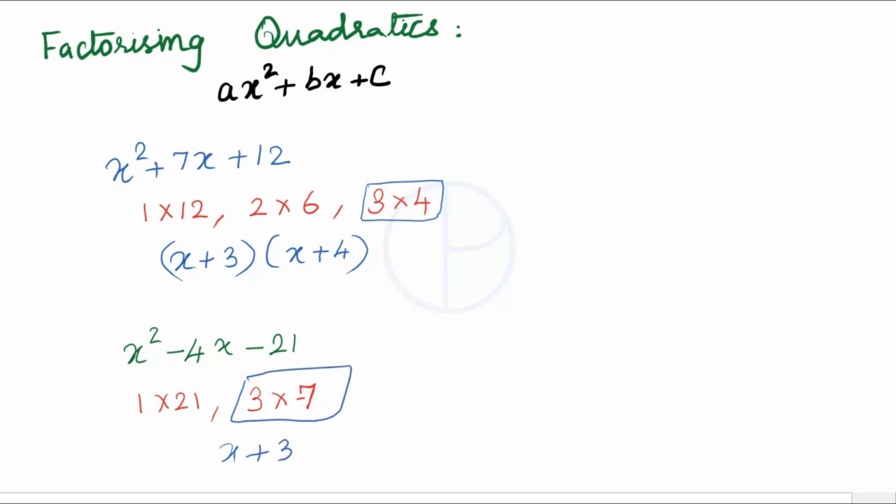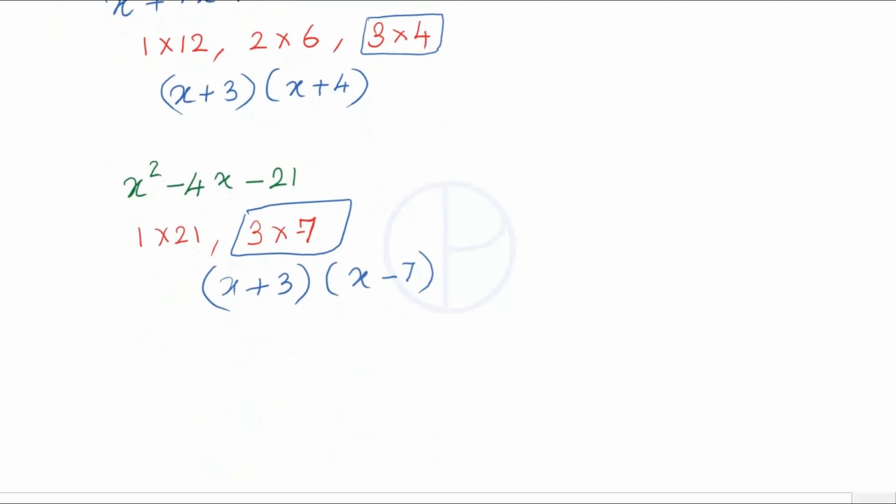x plus 3 multiplied by x minus 7. Check your answer by expanding this. Let's expand this one. x square plus x multiplied by 7.